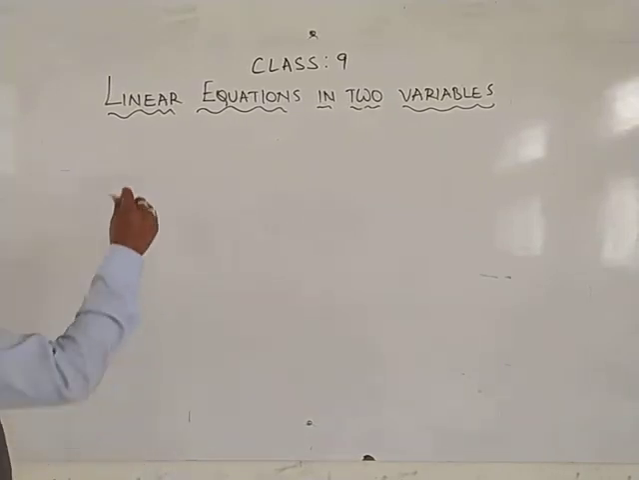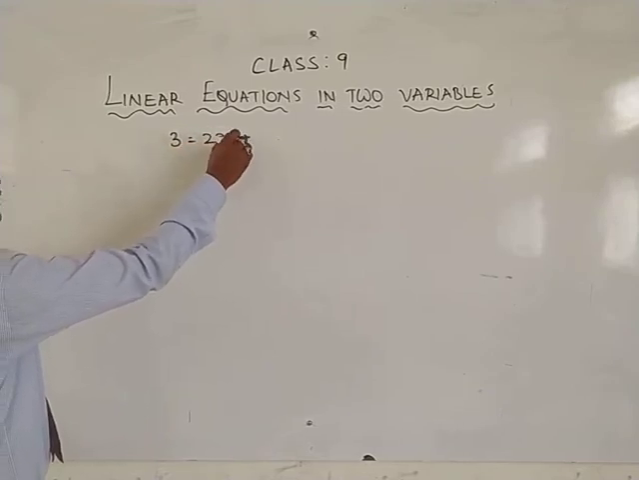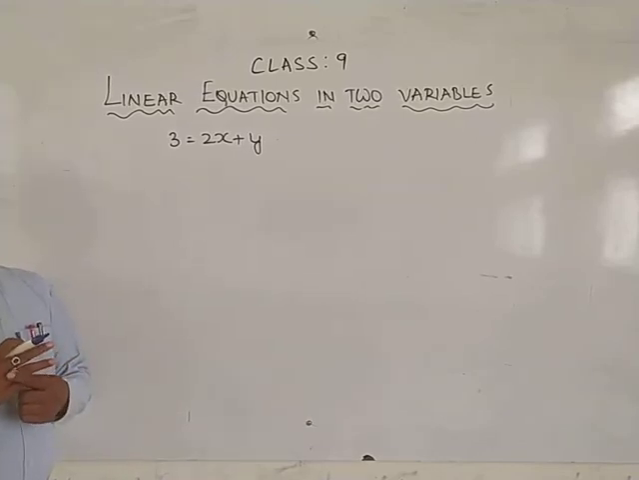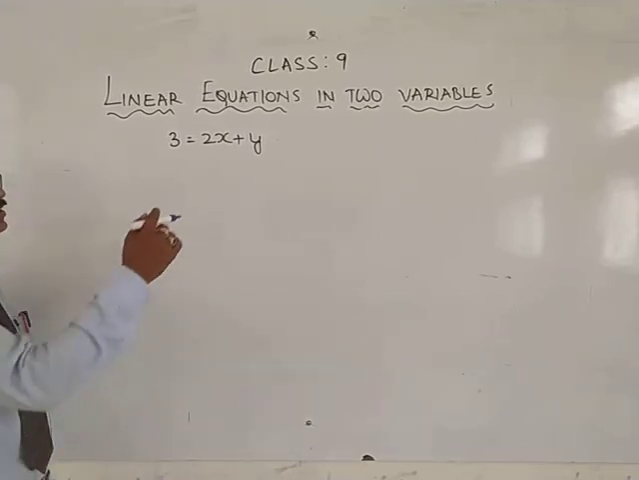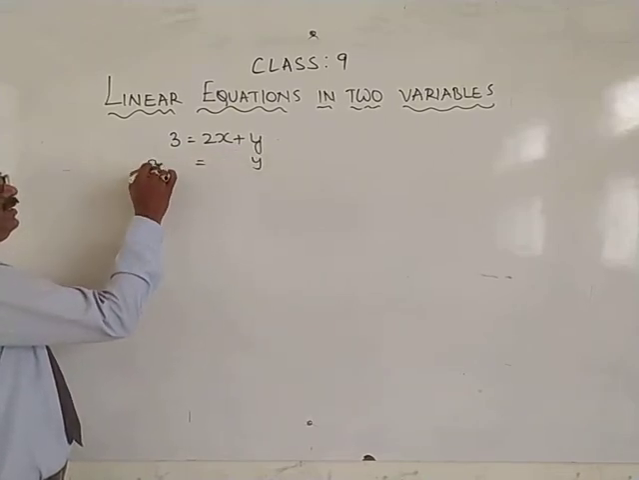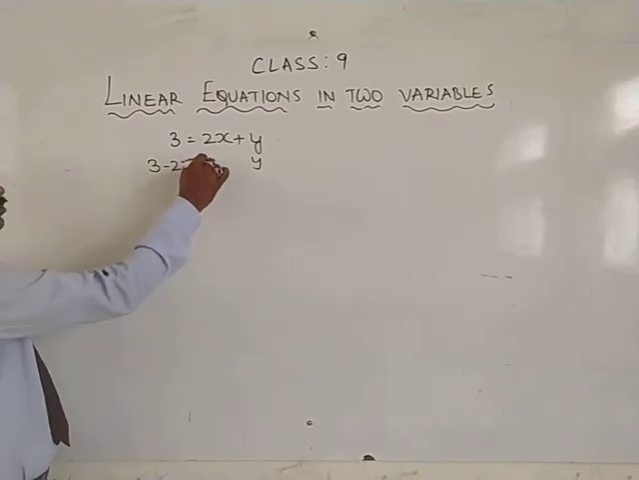3 equal to 2x plus y. Yes. How to write this equation? Very simple. y is equal to 3 minus 2x. So please write down.